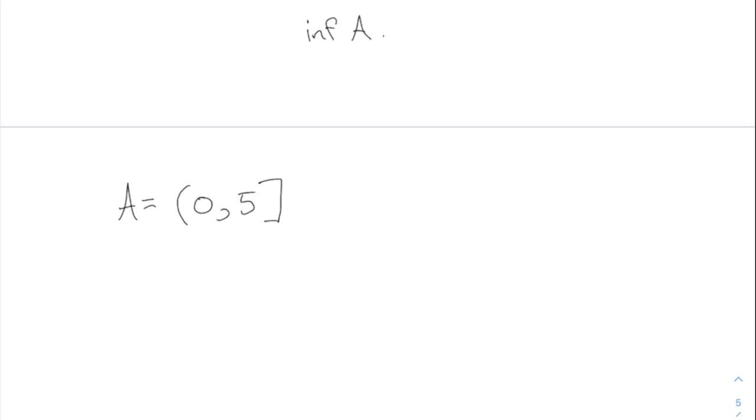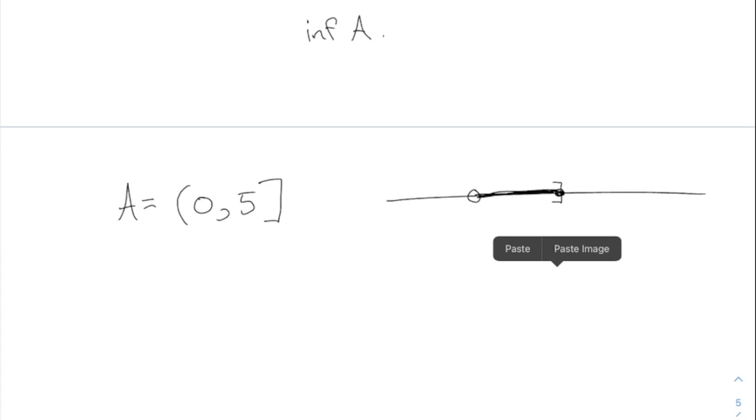You could draw a picture of this. Sometimes it's helpful to draw a picture. This would be like that kind of thing, right? Are you accustomed to the empty circle and the filled-in circle notation? We're not going to do this all that much in this class, but I hope you know what that means, where this is 0 here and this is 5. What do you think? What is the sup of A and what is the inf of A?